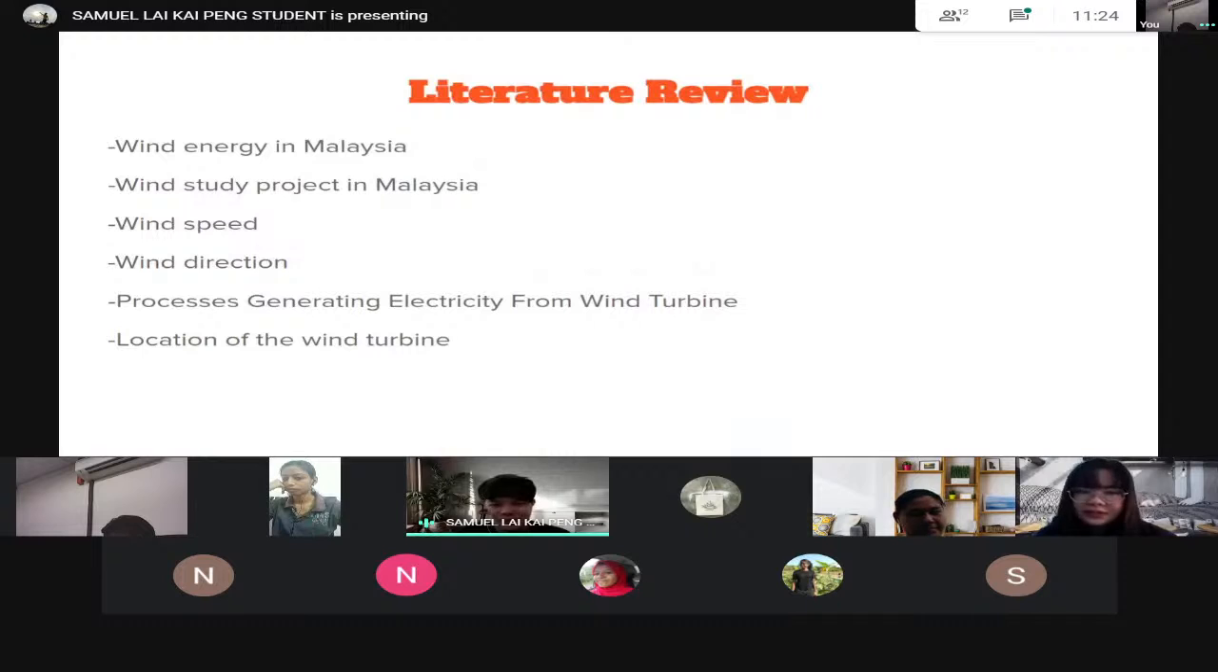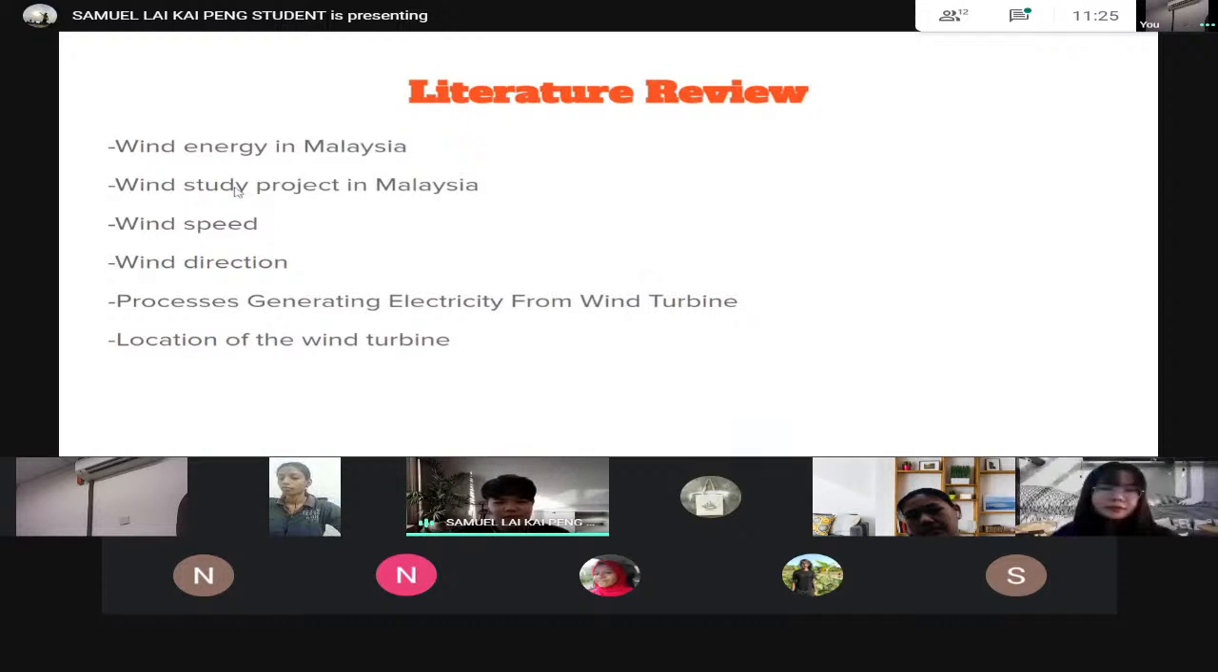Today, we're going to present the part in charge, which is the literature review. In this chapter, I will explain the literature study that is related to wind energy in Malaysia, the profile of the wind, and also the process of harvesting electricity from wind energy by different turbines with different locations.